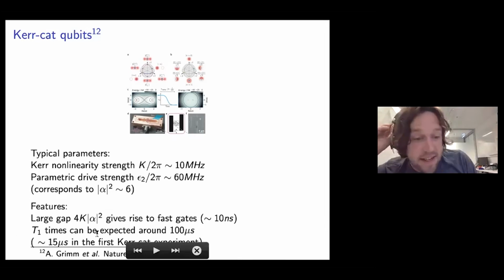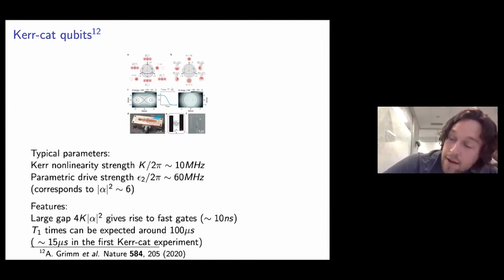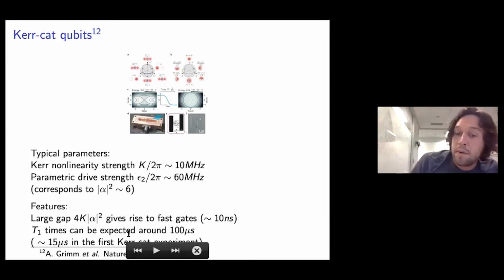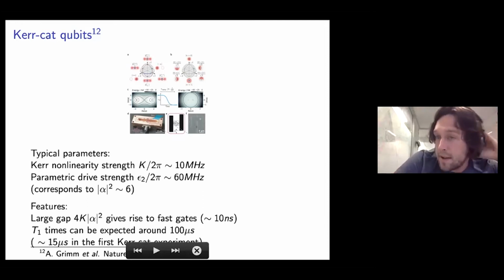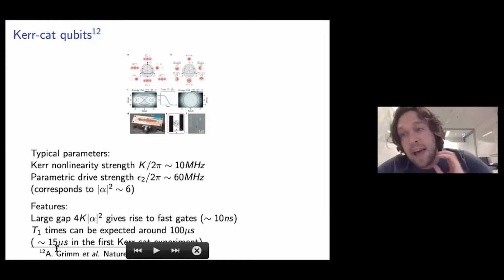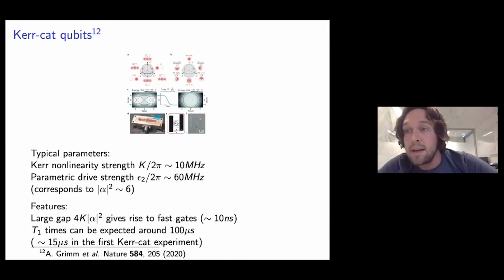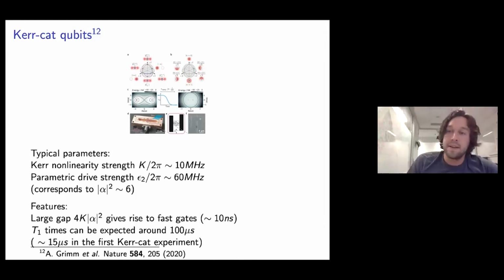In the first experiment they did at Yale, they got around 15 microsecond T1 times, which is 1 over the photon loss rate of these qubits. It's not unreasonable to expect 100 microseconds, given other transmon qubits that have been produced. These were produced in academic fab labs, and there's plenty of reasons to expect they can be improved.